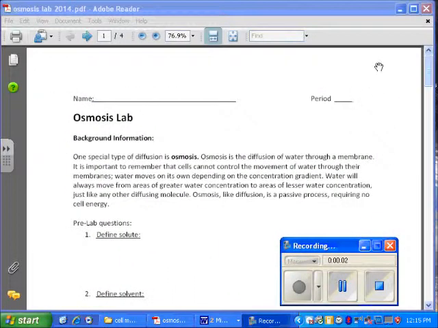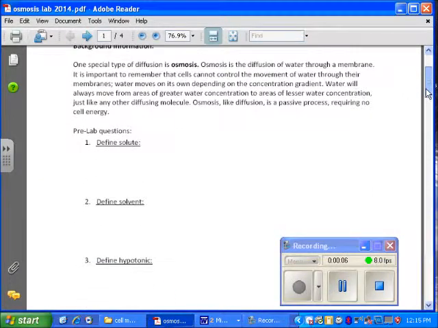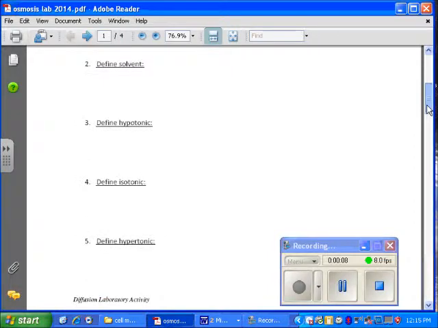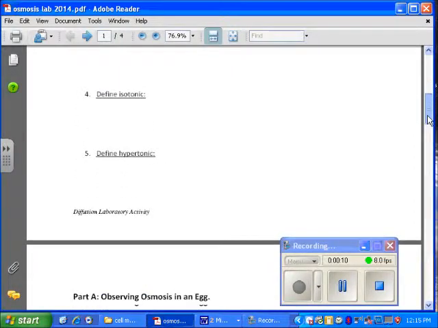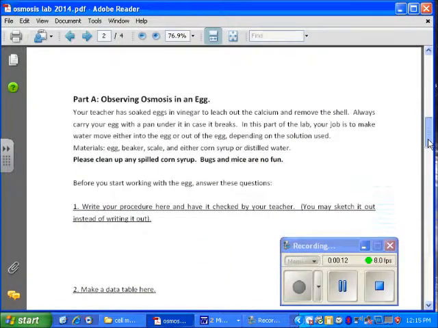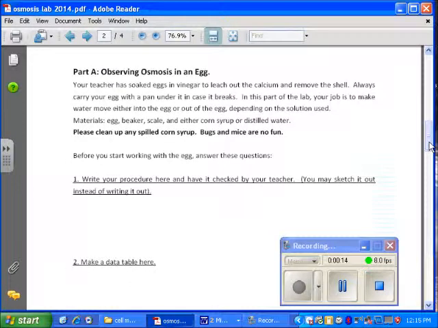This video was made for any student who missed the Osmosis Lab. On the front page, you have a bunch of terms to define: solute, solvent, hypotonic, isotonic, and hypertonic. Define those from your notes. What we're going to look at now is how to do the lab itself. We're going to start with observing osmosis in an egg.